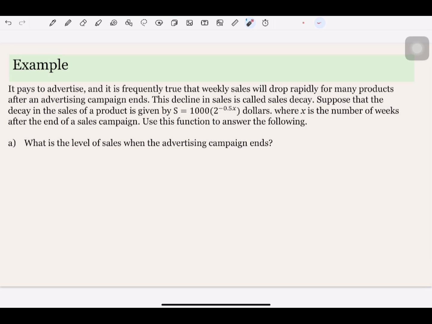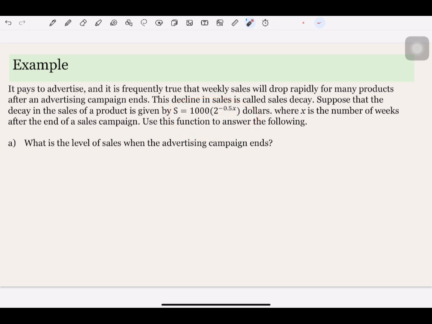Okay, so let's talk about this example. You can pause the video and read this example a few times and try to understand the question. This example is all about a sales decay function. It talks about how sales decrease after an advertising campaign ends. The given function is s equals 1000 multiplied by 2 to the power negative 0.5x.